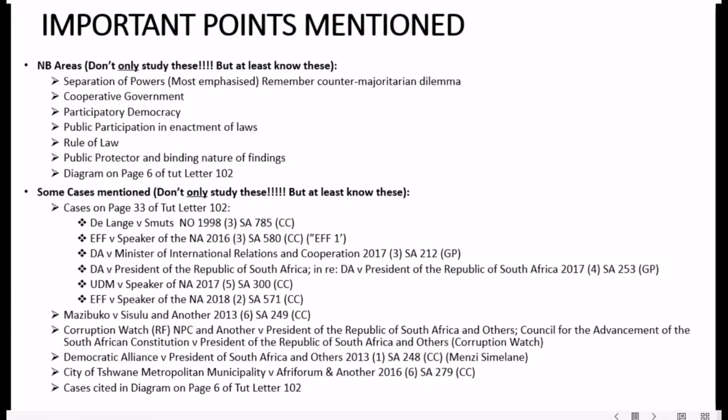But just know your cooperative government, which is basically your multi-sphere government and everything relating to that. She talked about participatory democracy. So please also make sure you know that, and specifically public participation in the enactment of laws. So how the public can actually get involved, and the requirement that the public must be involved in the enactment of laws, and that the legislature must actually provide for that. She mentioned that. She also mentioned the rule of law.